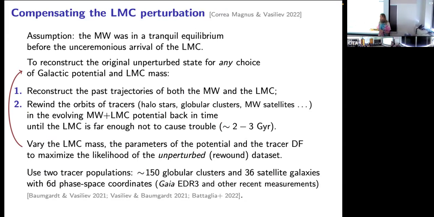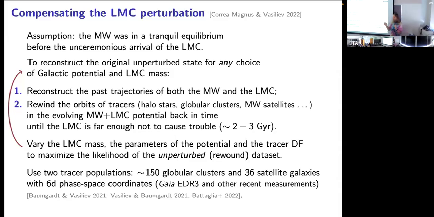If the LMC is causing these perturbations in just very recent times, what if we try to undo them and assume that before the LMC came in, so like 2-3 years ago, the Milky Way was much closer to the equilibrium than it is now. So we could do the following thing. We try to infer the Milky Way potential.